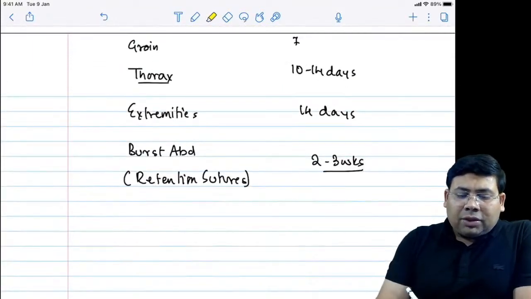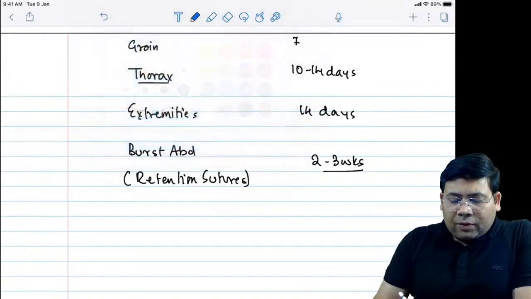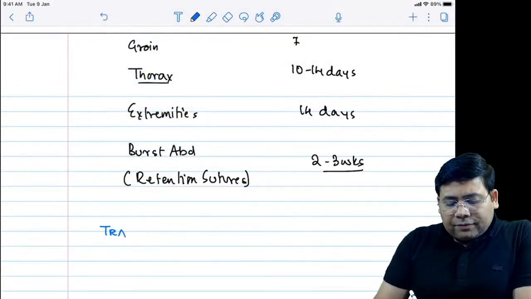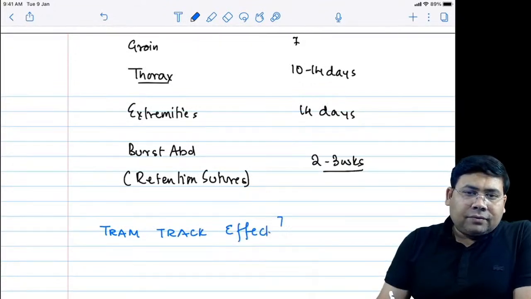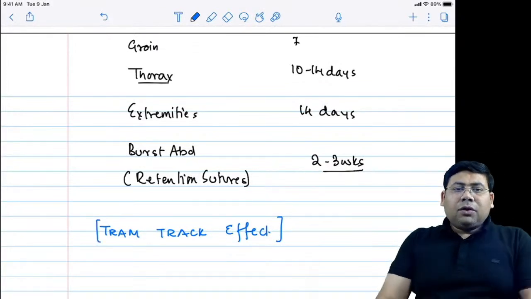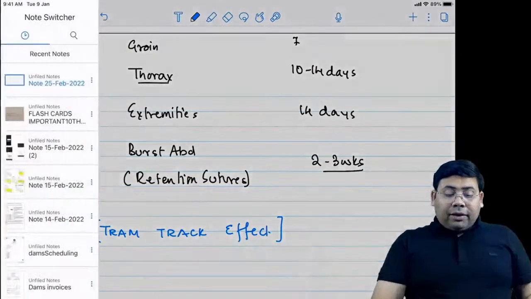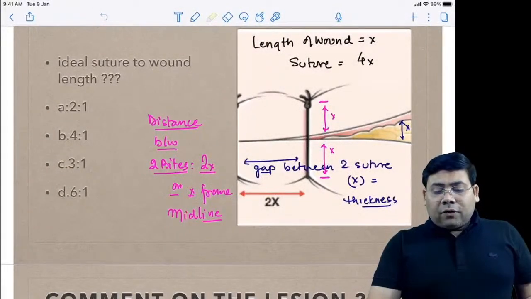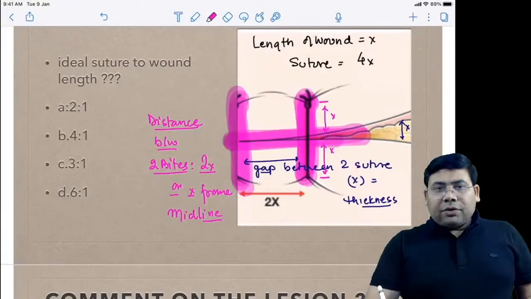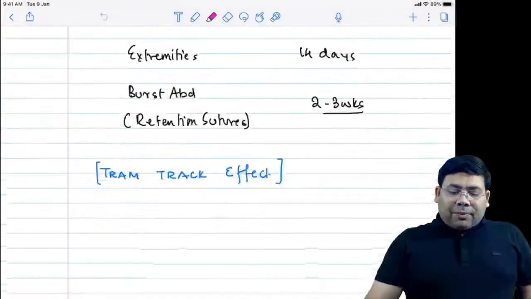Now just tell me one more thing on sutures only. What is a tram track effect? When we are talking about suture, what is a tram track effect? Just see this suture line. If you don't remove the suture, what will happen? There will be excess granulation tissue formation. That is what is known as tram track.